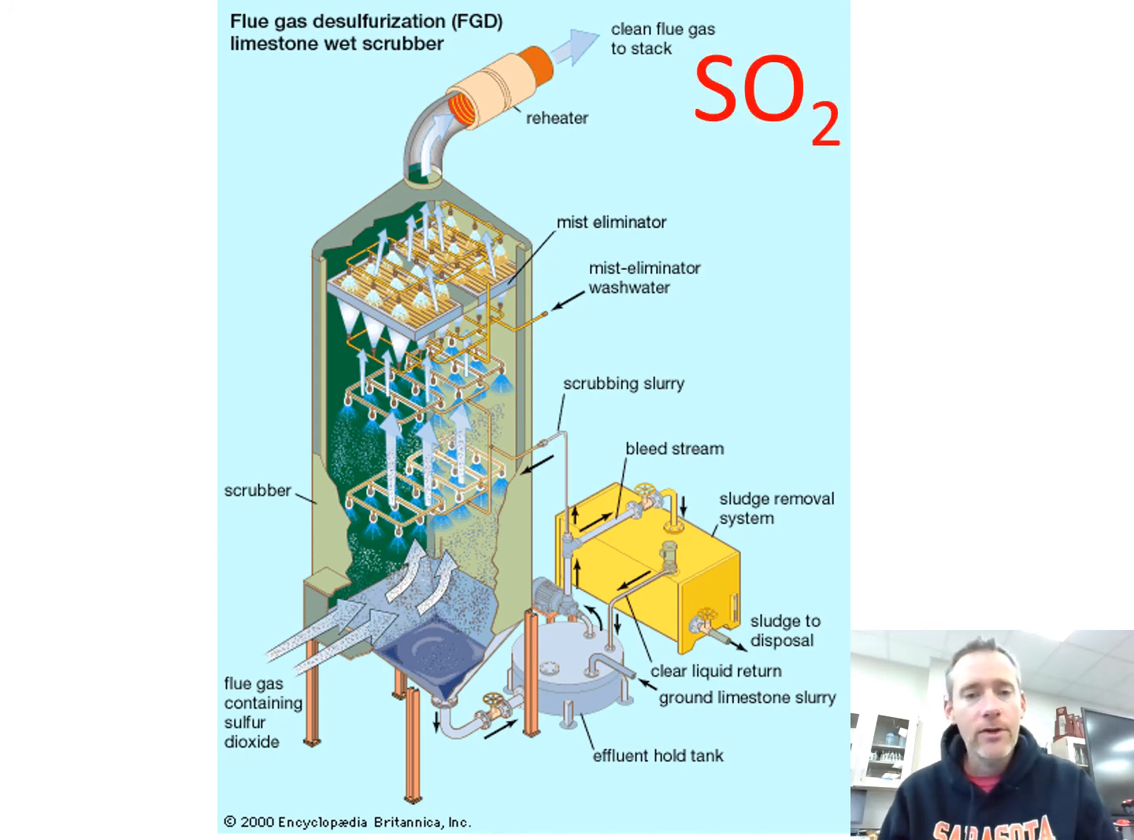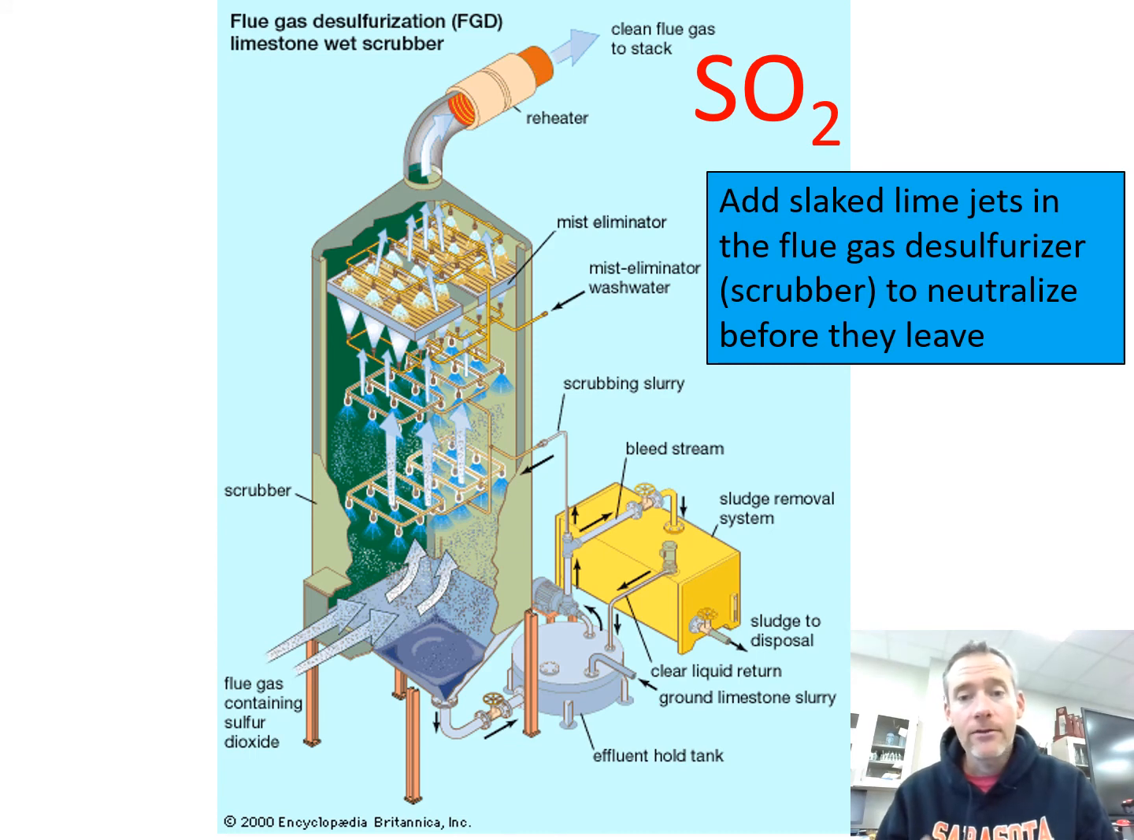So SO2 is one of the main ones because that creates H2SO3 or H2SO4. And again, we add a desulfurizer or something like calcium to help neutralize it before it leaves, so it won't cause any acid rain.